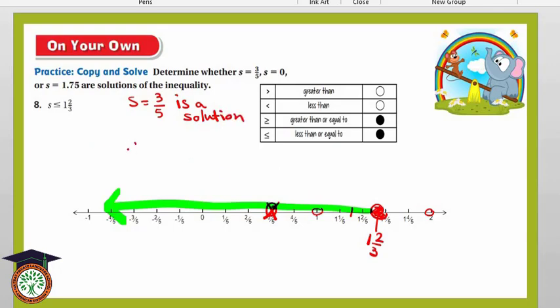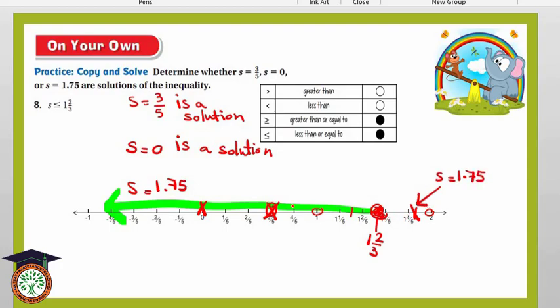Okay, what about when S equals 0? Where is 0? Here. So is it a solution or not a solution? It's a solution. Now, what about the point S equals 1.75? So 1.75 is somewhere here. Is it a solution or not a solution? It's far away from my shaded part, this green line. So is it a solution or not a solution? Not a solution.